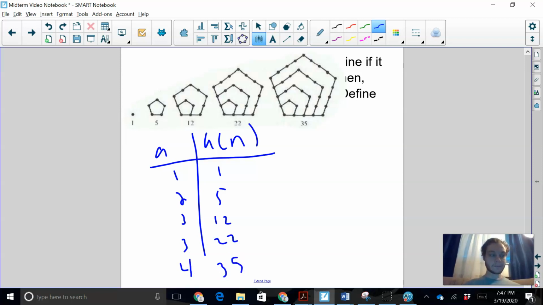Okay? So, to determine if it's linear, quadratic, or exponential, we need to look at the differences. So, 1 to 5, we have to add 4. 5 to 12 would be what? Plus 7.